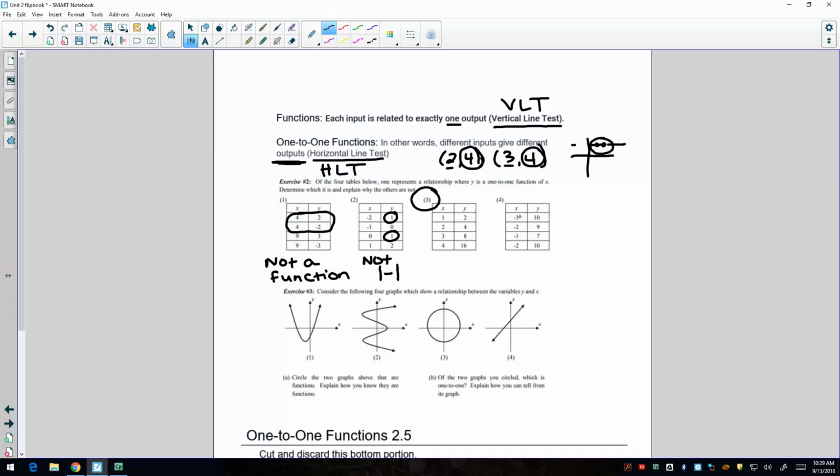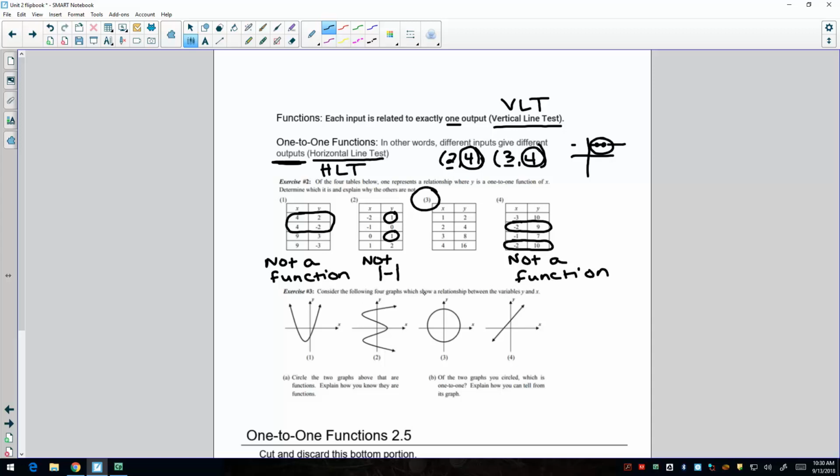Number 4, if I look at the inputs, you will notice that there are 2 -2s that go to 2 different outputs, 9 and 10. So this one is not only not one-to-one, but it's not even a function. Not a function. Okay? All right, and exercise 3, last one.